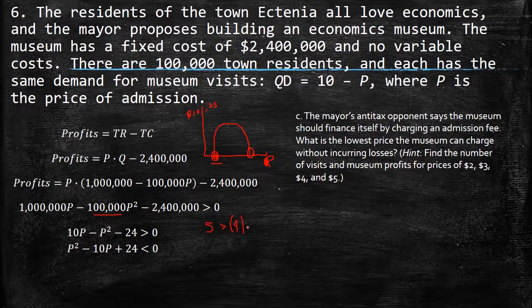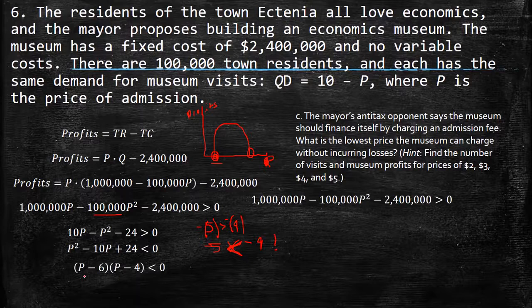Why? Because if you have 5 is larger than 4, and you multiply this one minus and this one minus, you have minus 5 larger than minus 4. It doesn't make any sense because it's going to be minus 5 lower than minus 4. So this one is going to be like that. Then we make the factorization. So we have this one.